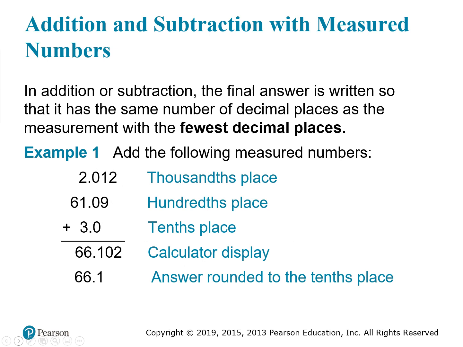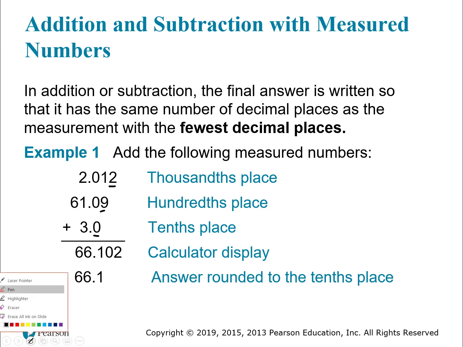Now we'll do addition and subtraction. Slightly different rule. Here, what we care about is the number of decimal places the measurement has. In our example, we've got 3 different measurements. The top one has out to the thousandths place, the middle number, the hundredths place, and the third number, the tenths place. We have to report our answer with the fewest decimal places. That means the tenths place.